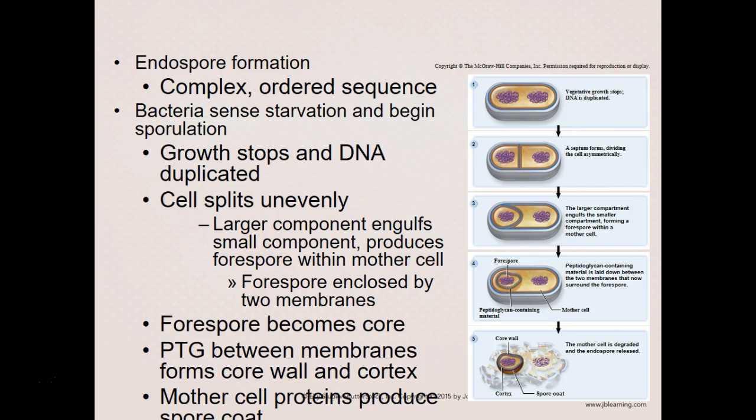So endospores are formed when the environment becomes less beneficial. So when there are not enough nutrients, oxygen, the agar is very dehydrated, whatever the environment is like that makes the environment not beneficial to life, then the bacteria will start to develop an endospore.